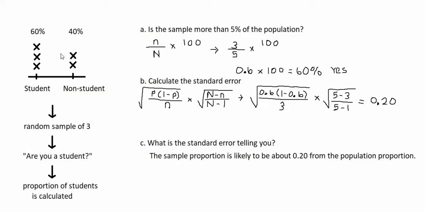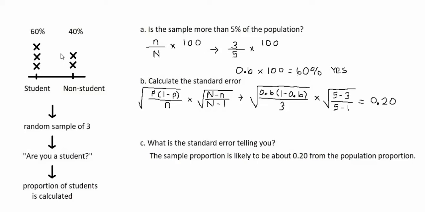So let's imagine for a moment that the sample ends up being 1 student and 2 non-students. In that case, the proportion of students would be 1/3, or 0.33. Now let's imagine that the sample ends up being 2 students and 1 non-student. Well, in that case, the sample proportion would end up being 0.67, or 2/3. So the proportion of students in the sample is going to come out to some number in this situation, depending on which 3 people happen to be selected.